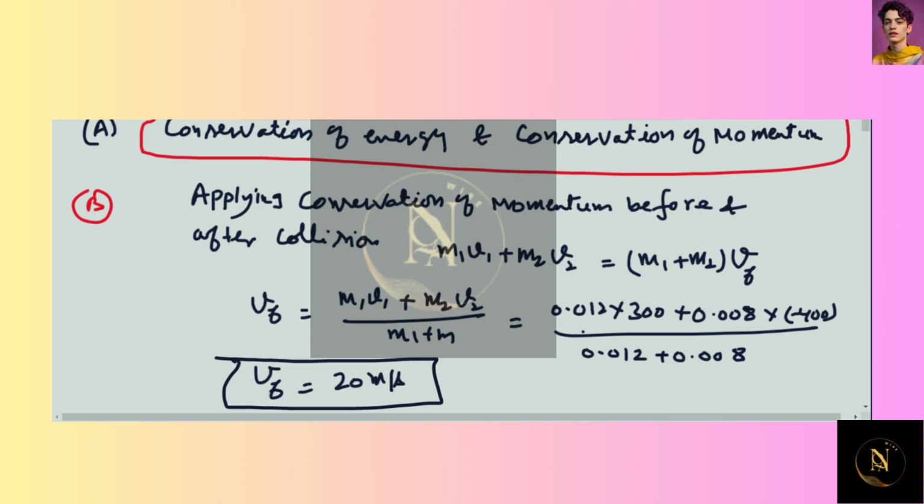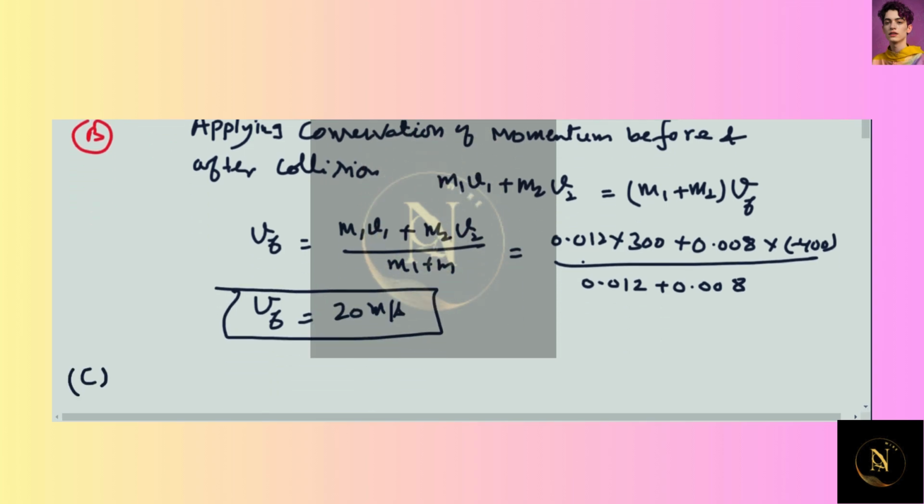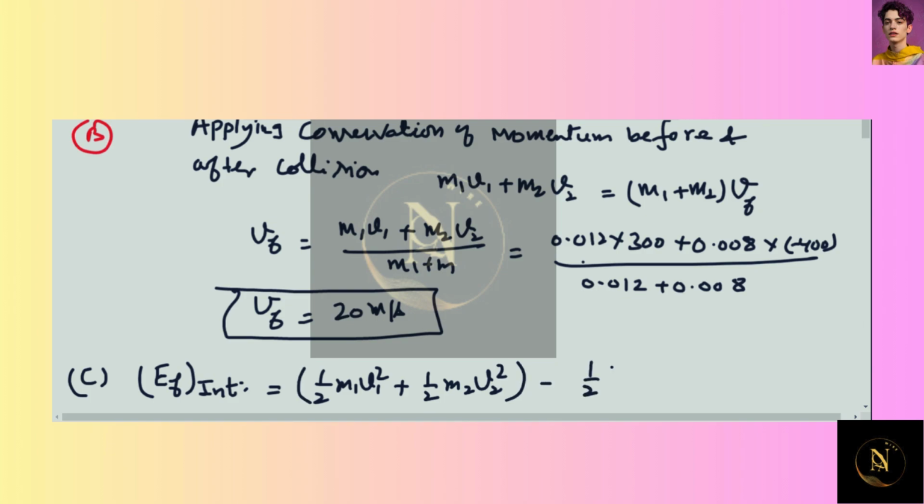C part. Amount of kinetic energy transferred into internal energy. So amount of energy transferred into internal energy will be equal to initial energy, half m1v1 square plus half m2v2 square, minus final, so half m1 plus m2 v final square.